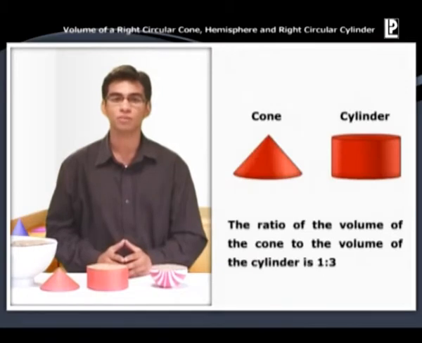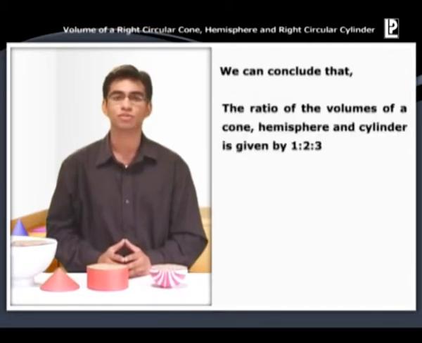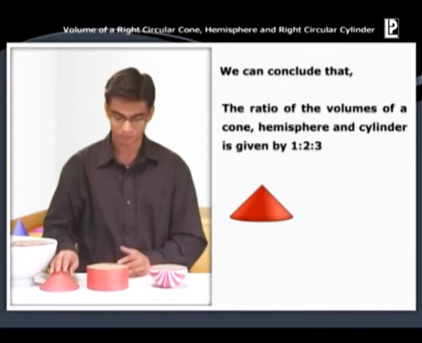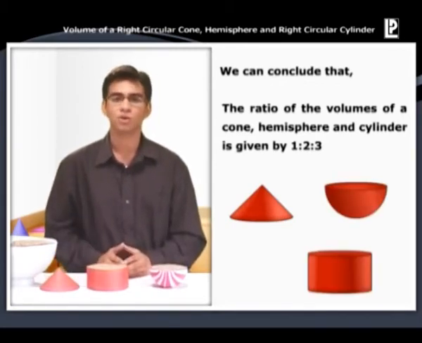With this, we've arrived at the ratio of the volume of the cone to the volume of the cylinder, which is 1:3. We can conclude from this simple activity that the ratio of the volumes of a cone, hemisphere, and cylinder is given by 1:2:3. The result can also be verified mathematically.